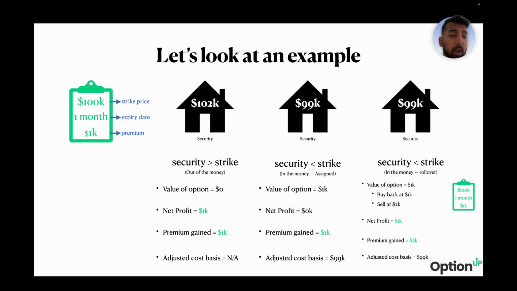I want to keep selling an option, I can basically buy that contract back for $1,000 because it's in the money by $1,000. And then I can sell a new contract that's maybe another month out for $2,000. So I still profit $1,000 from this trade because I collected $1,000 the first month, and now in the second month I'm collecting another $1,000. So even though the house is worth $1,000 less, I've collected $2,000 in premium. So my net profit here will be $1,000.